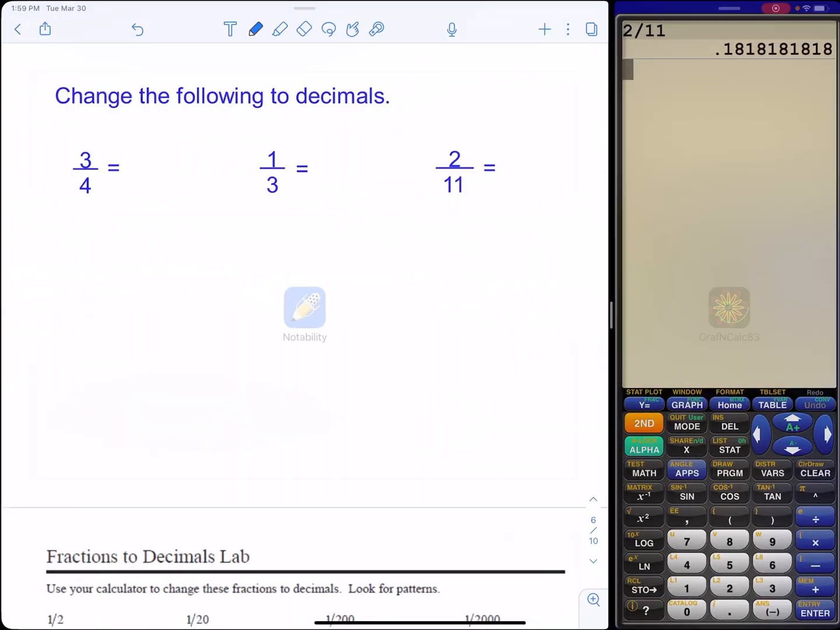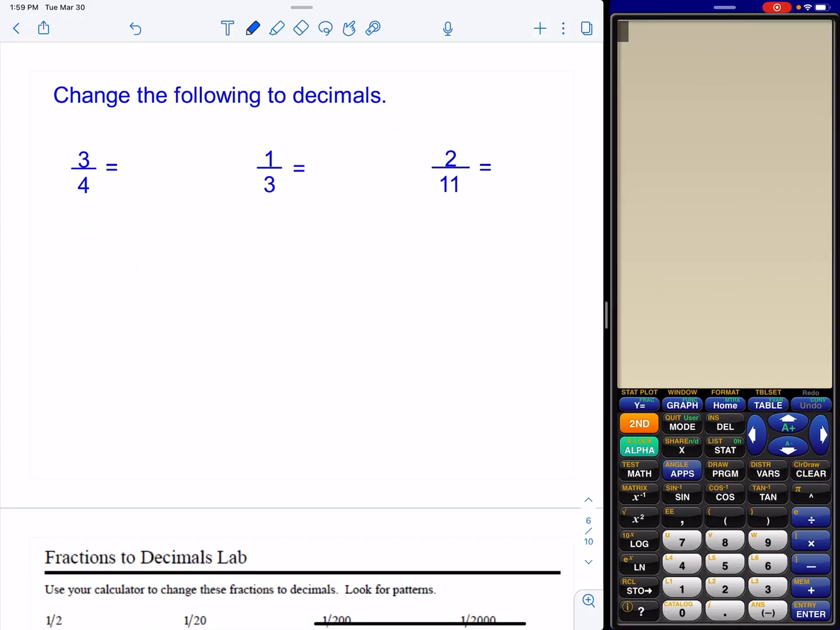Here's my calculator. Let me clear off what's there. If I want to change 3/4 into a decimal, all you're going to do is 3 divided by 4 and hit the enter key. Then you would write down exactly what the calculator gives you. That's what I'm going to want you to do on this lab today. Write down exactly what the calculator gives you.